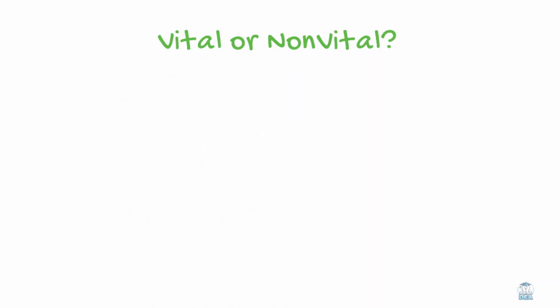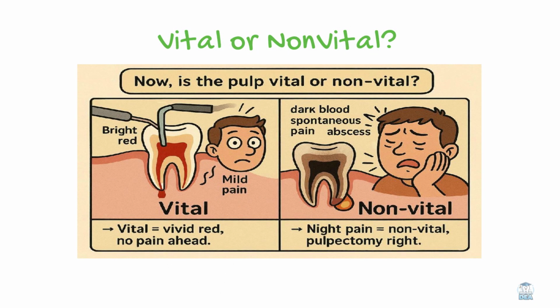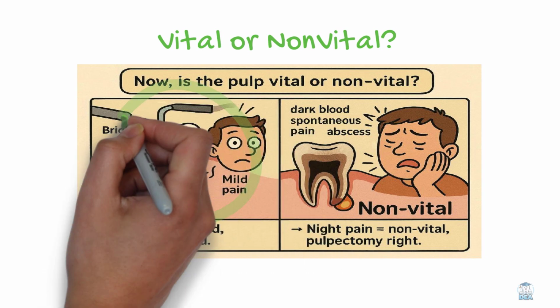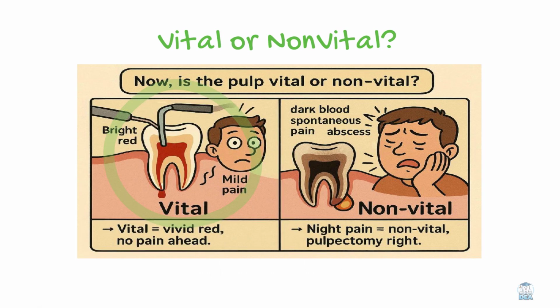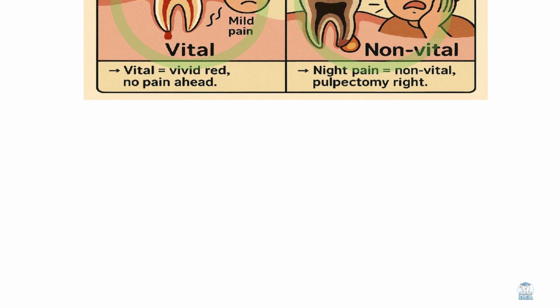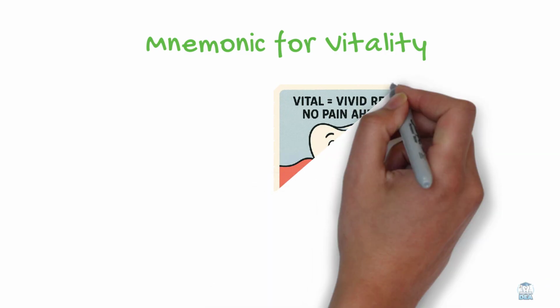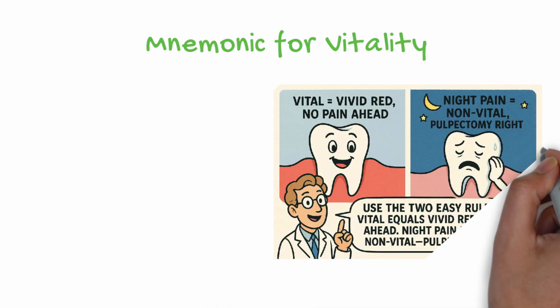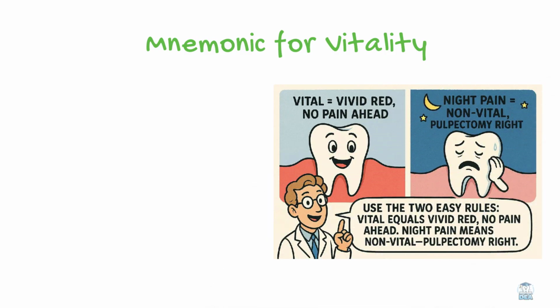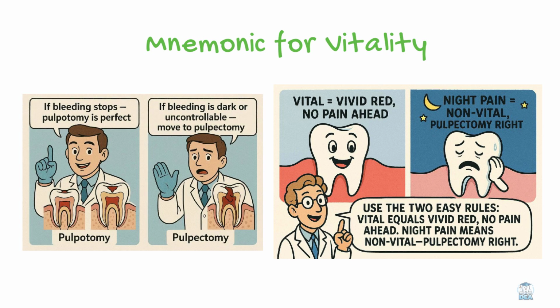Now decide if the pulp is vital or non-vital. If the bleeding is bright red and controlled, the pulp is vital. If it's dark or you have spontaneous or night pain or an abscess, the pulp is non-vital. Mnemonic: vital equals vivid red, no pain ahead. Night pain means non-vital, pulpectomy right.